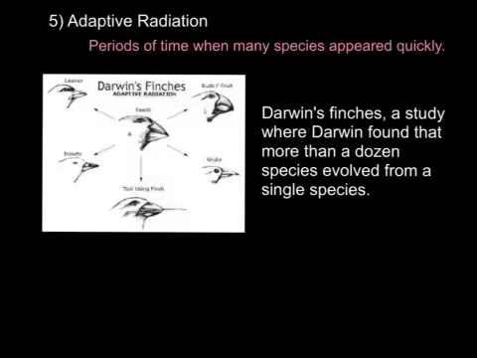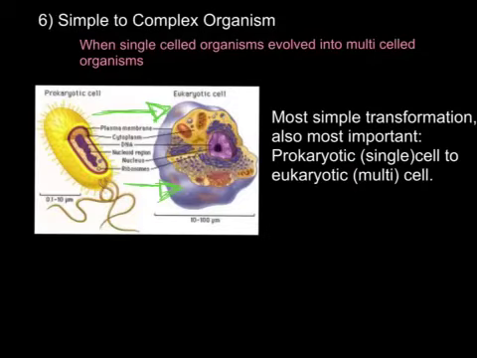Adaptive radiation refers to a period of time when many species appear quickly. For example, there is a study called Darwin's Finches where Charles Darwin found that more than a dozen species evolved from one single species.